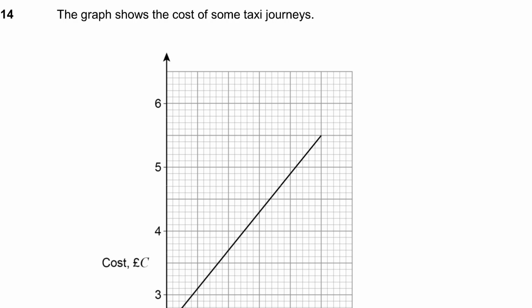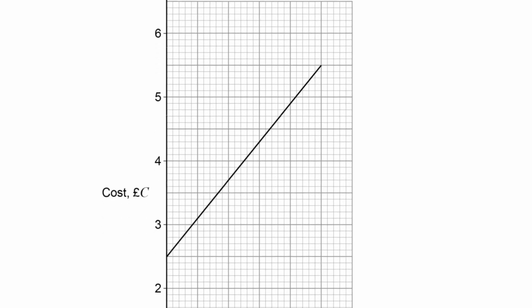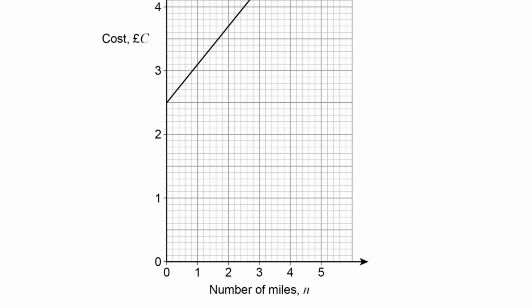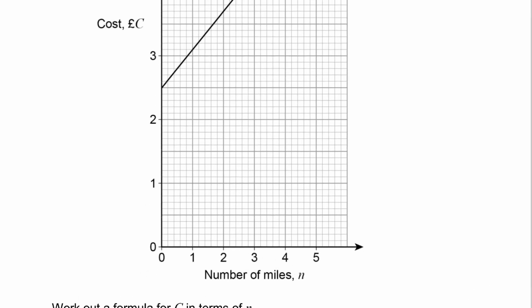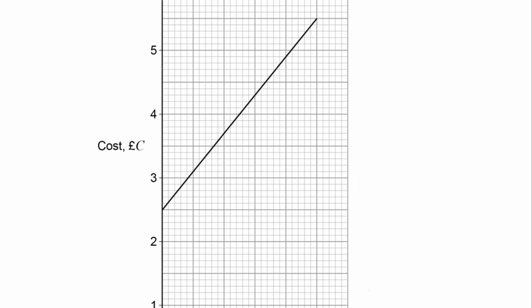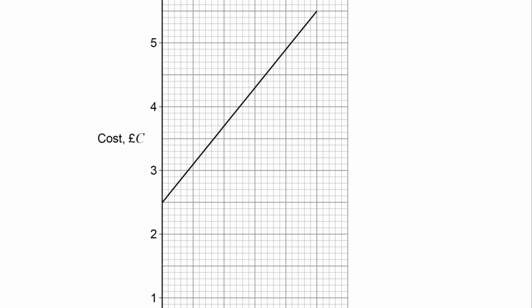Question 14. The graph shows the cost of some taxi journeys. We've got a linear graph here, cost C on the y-axis and number of miles n on the x-axis. Work out a formula for C in terms of n. Basically we need to find the equation of this straight line, don't we? Equations are normally of the form y equals mx plus c, where m is the gradient and c is the intercept. Here's the intercept, look. So that's 2.5. That's our value of small c, not to be confused with big C.